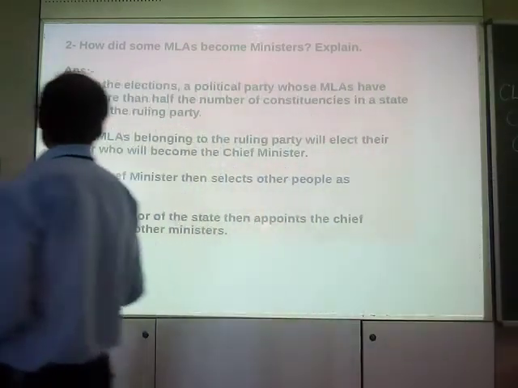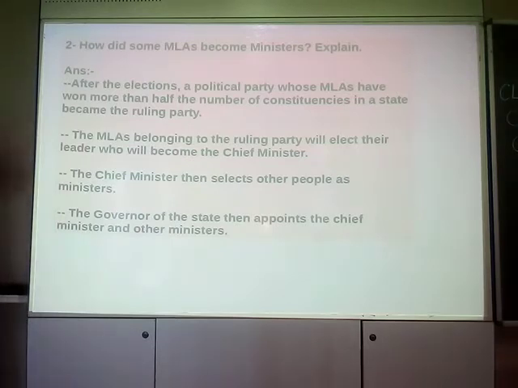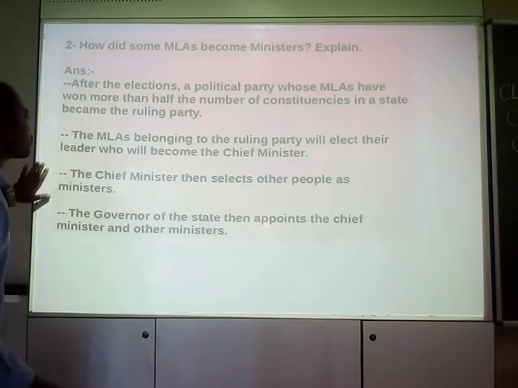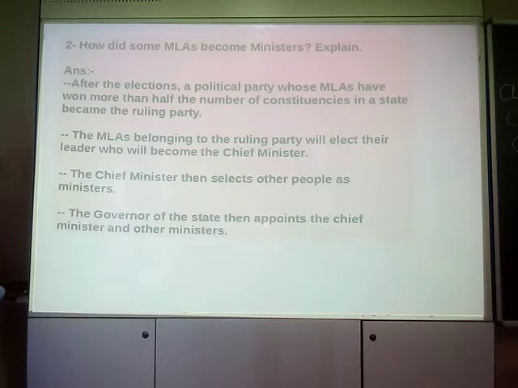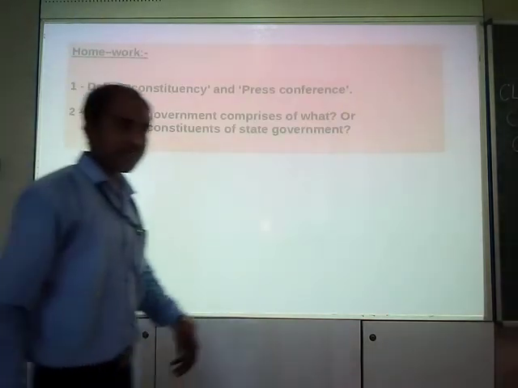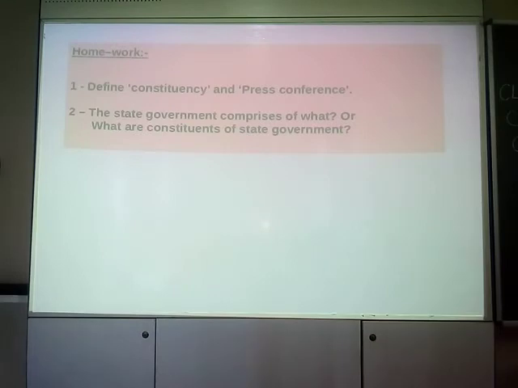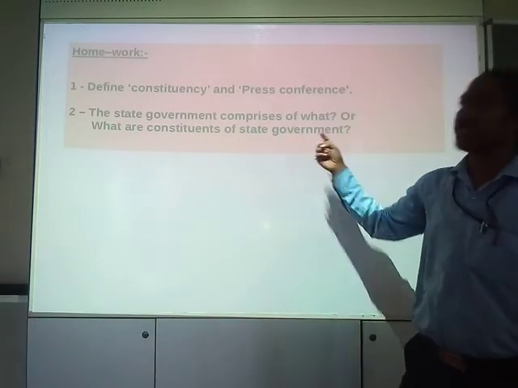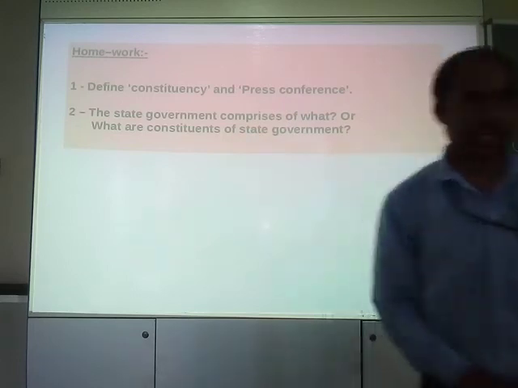Clear? I don't think there will be any problem. These all things are written in a very simple way, in a very straightforward way, in a brief manner and straight to the point. Now it's time for your homework. Note it down. You have to define constituency and press conference. And another question is, the state government comprises of what? You have to tell of what elements, of what constituents state government is made up of. Or in other words, what are constituents of state government? In other words, I have written it.